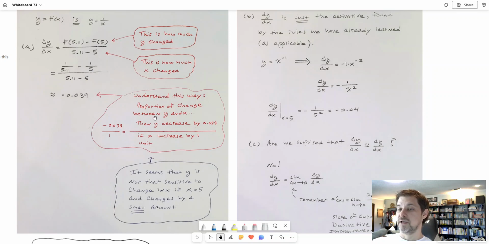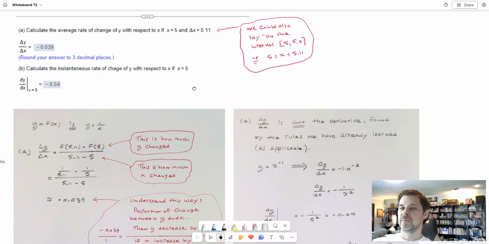That is the proportion of change between y and x. If x changes, that's going to cause y to change. And here's how. So I'll turn this into a fraction because a rate of change is change in one thing over change in another. So here's how the x and y change together. That's a 1 under there, if you want it to be a 1. It says if x increases by 1 unit, then that will cause the y to decrease by 0.039 units. That's the significance of that negative right there. So the x increases by 1, it's going to cause the y to decrease by 0.039.